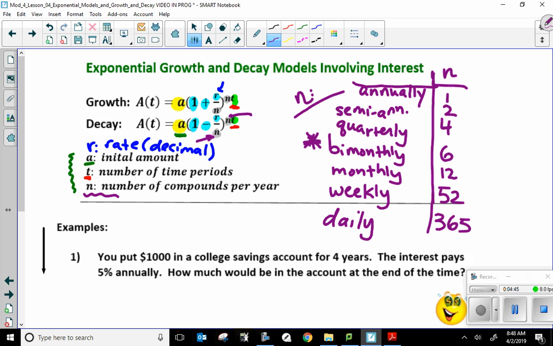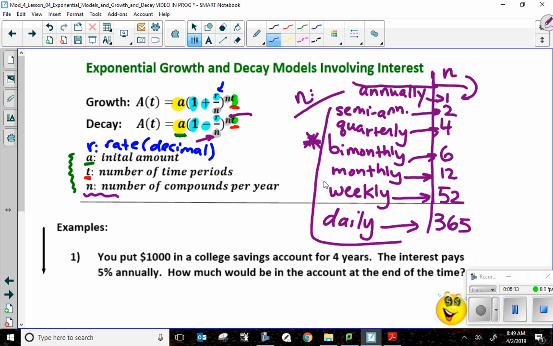So if it gives you any of these terms, your N value would be: annually is 1, semi-annually is 2, quarterly is 4 because that's 4 times a year, bi-monthly is 6, monthly is 12 times a year, weekly is 52 times a year, and daily is 365. So my N will change depending on the context of the problem. All right, let's go ahead and start to do some of these problems.